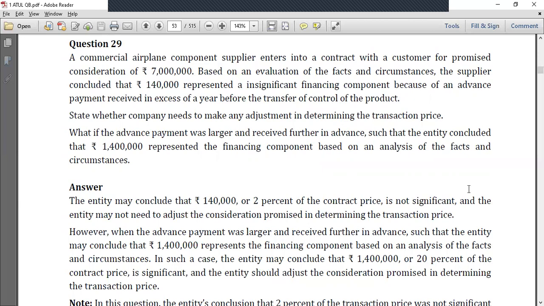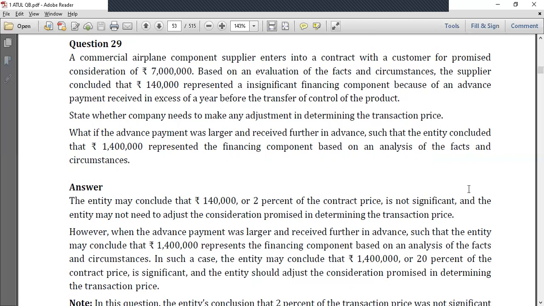So first, whether this 1,40,000 or 14 lakhs represents a financing component or not, it is just based on judgment. It is based on the judgment of that particular entity or manufacturer in this case. Okay, in this case, for the commercial airplane component, 1.4 lakh is not significant. See, 1.4 lakh is 2% of 70 lakhs. So whatever 2% is there, it may not be concluded as significant for the commercial airplane component.